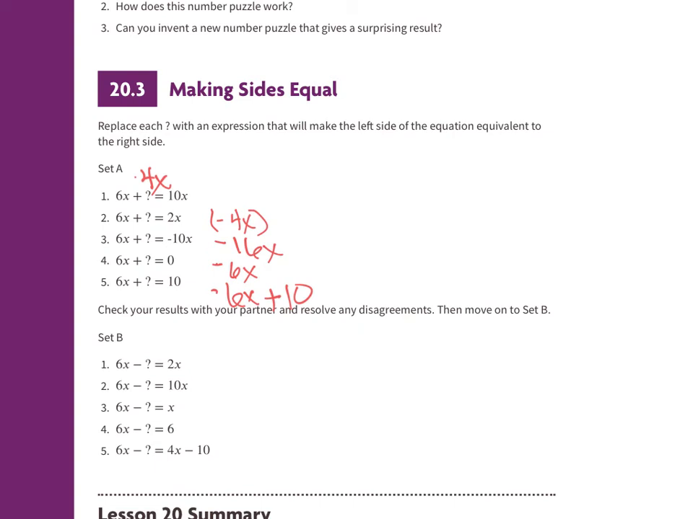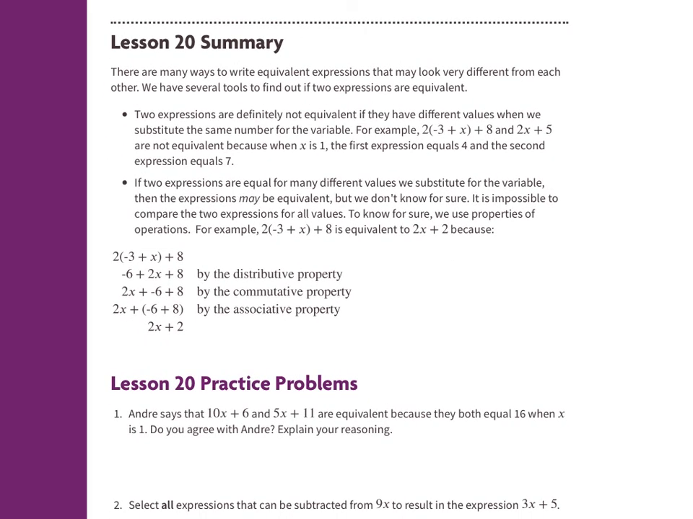All right? So looking at the summary, there are many ways to write equivalent expressions that look very different from each other. We have several tools to find out if 2 expressions are equivalent. 2 expressions are definitely not equivalent if they have different values when we substitute the same number for the variable. For example, 2 times the quantity of negative 3 plus x plus 8 and 2x plus 5 are not equivalent because when x equals 1, the first expression is 4 and the second expression is 7.